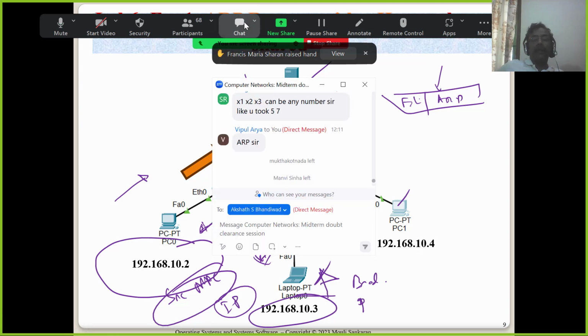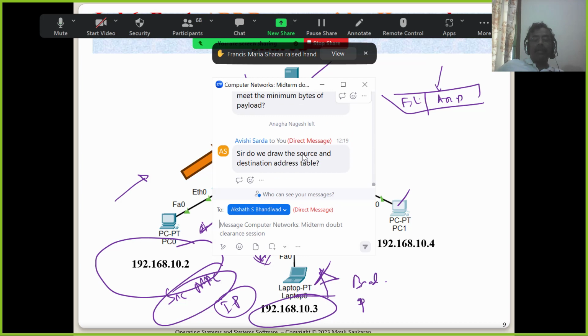Understood? Yes, sir. Okay. Is the IP address part of the destination address table? It's like drawing the source and destination address table. Now, what is that? No, you have to explain in words, because I have not explained the packet format and all that. You just express it in words.